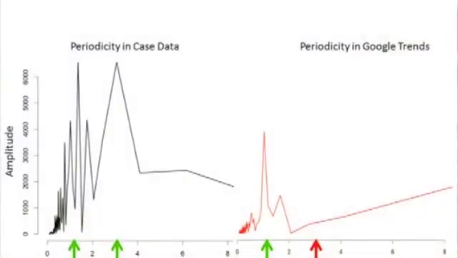So the peak transmission is occurring in mid-June. However, the periodicity between the 2 data sets is quite different. So periods with the highest amplitude are the strongest. And for case data, we have a strong 1 and a 3-year period, but in the Google data, we're only finding that 1-year period. So we're missing something of the dynamics in this infection.